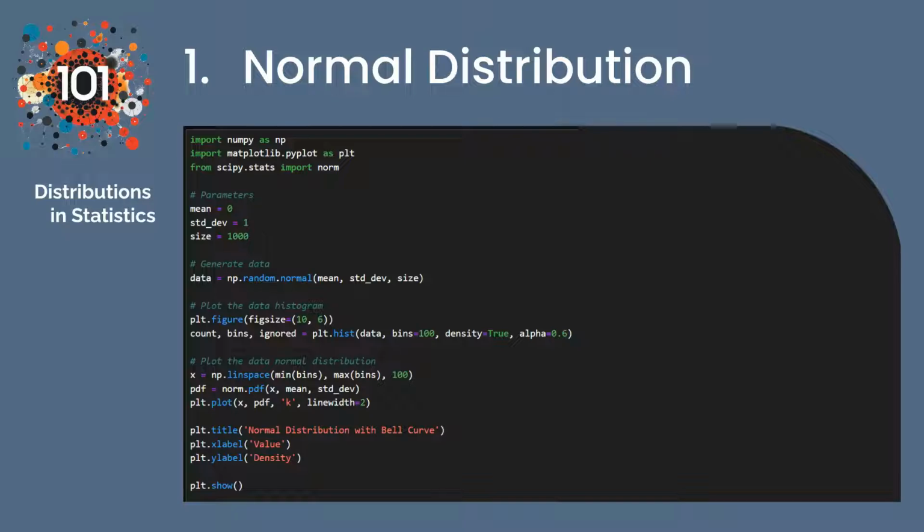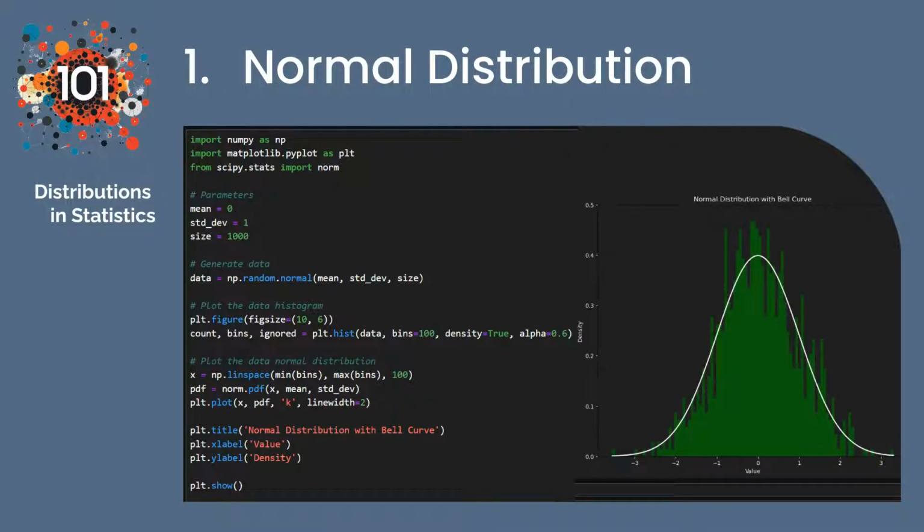this distribution. In this example, we generate 1,000 random data points using the NumPy library, where the data follows a normal distribution with a mean of 0 and a standard deviation of 1. The histogram we plot visually represents how the values are distributed. The outcome is a bell-shaped curve, which is characteristic of the normal distribution. Most data points cluster around the mean, 0, and as you move further away from the mean, the frequency of values decreases, resulting in a smooth, symmetric curve.